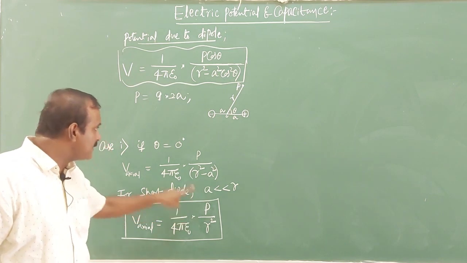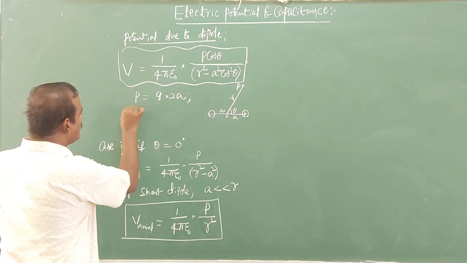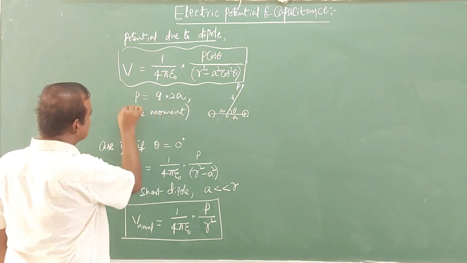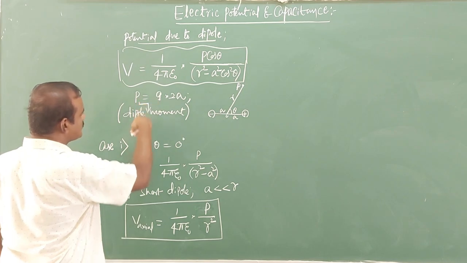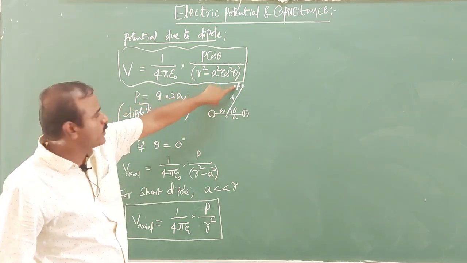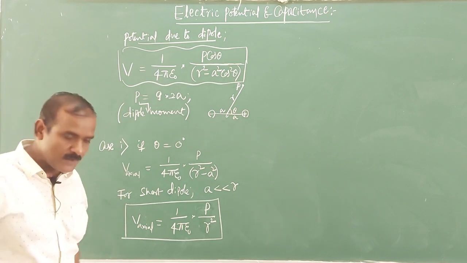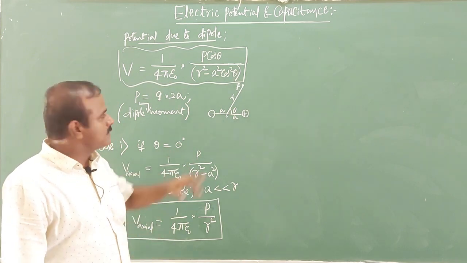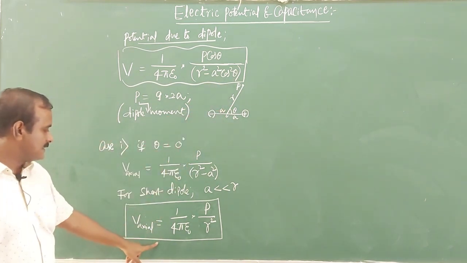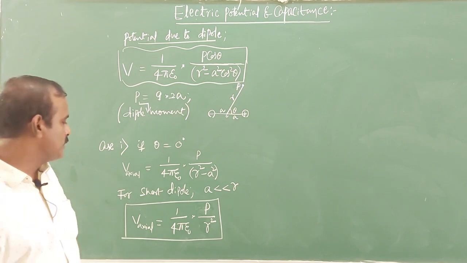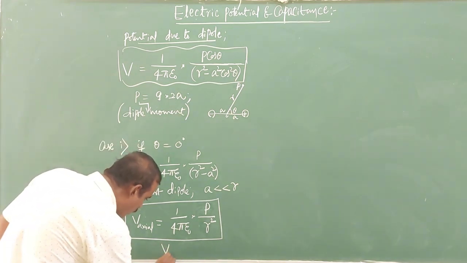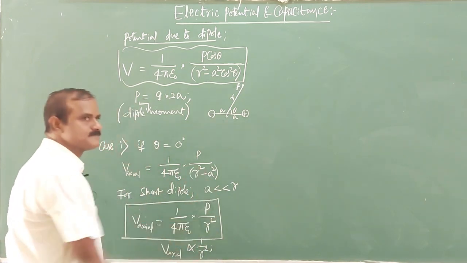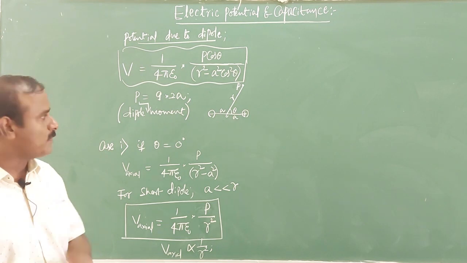Remember, p is the dipole moment. This point P is an observation point, and the same letter P is used also for the dipole moment. Don't confuse the point P with the dipole moment. This is 1 by 4 pi epsilon naught, p by r square. So potential due to a dipole varies inversely with the square of the distance. This is the important part we should refer to.